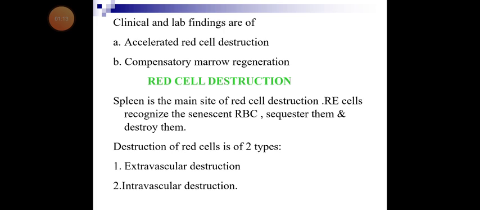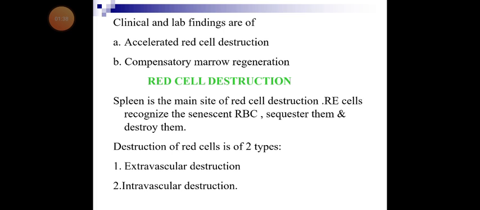Clinical and laboratory findings are of accelerated red cell destruction and compensatory marrow regeneration. Remember, students, that the clinical features and lab findings are because of these two features, these two pathogeneses. That is, one, red cell destruction is accelerated, and two, compensatory marrow regeneration. These two things lead to the findings.